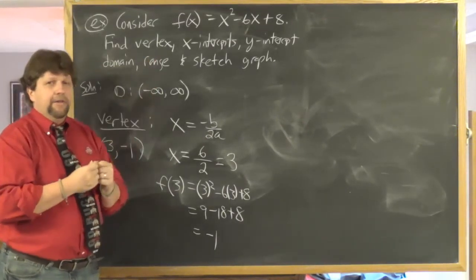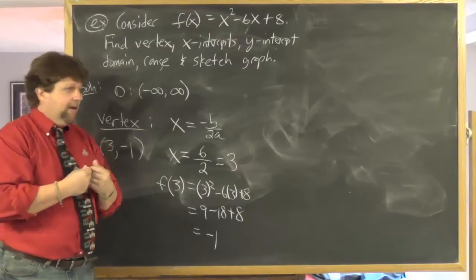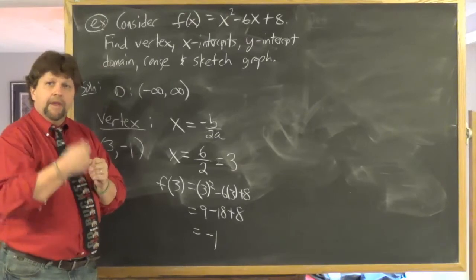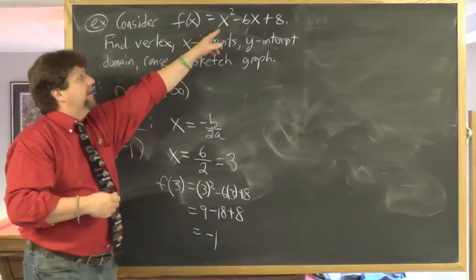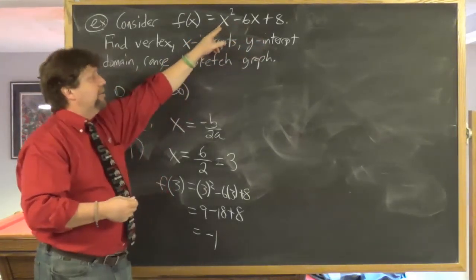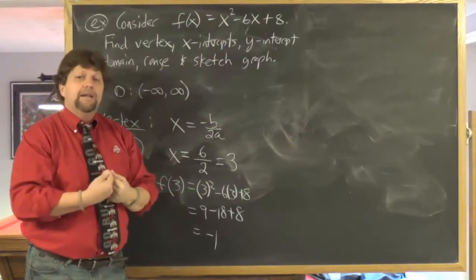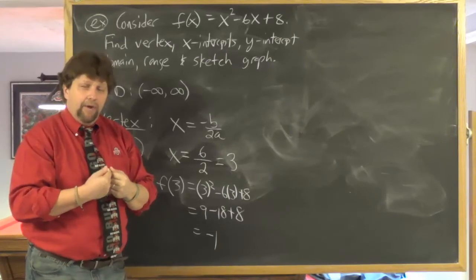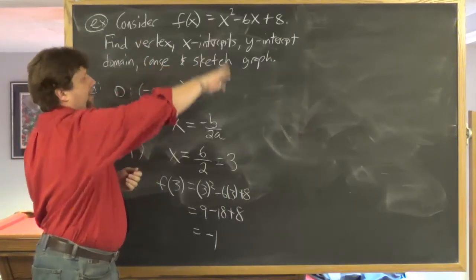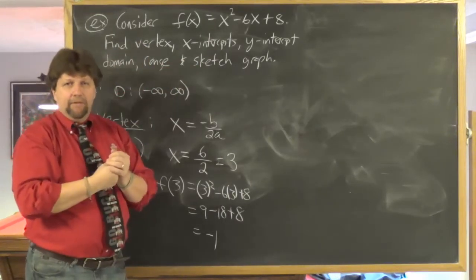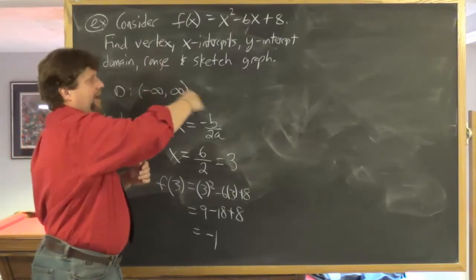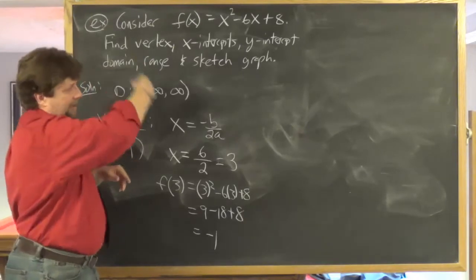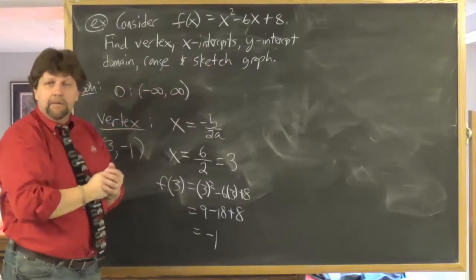I didn't have it up here in the directions, but I'm going to mention it now. Is this vertex going to be a maximum or a minimum? Well, A has a value of 1. A is positive. Because A is positive, we know our parabola is going to have this shape. We know we're going to have a happy parabola. And because we know we have a happy parabola, that means that vertex is at the bottom of the graph. It's a minimum value.